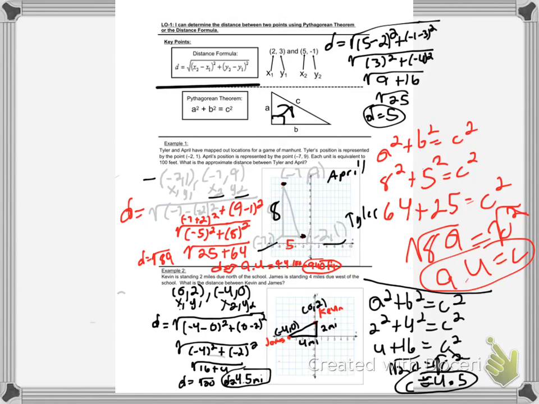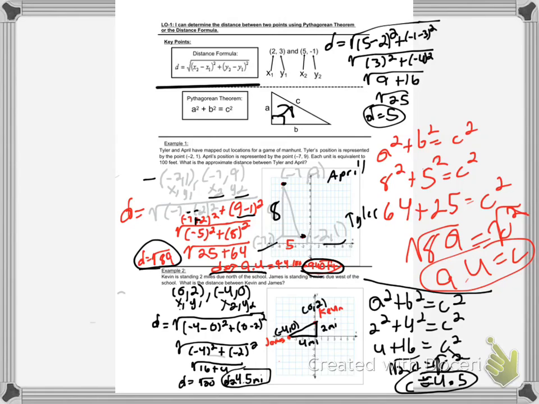And then minus a negative gives me a plus 2. So I got -7 plus 2 is -5 squared is 25. And then I got 9 minus 1, which is 8 squared, which is 64. 25 plus 64 is the square root of 89. The square root of 89 is approximately 9.4. Multiply that by 100, I get 940 feet.